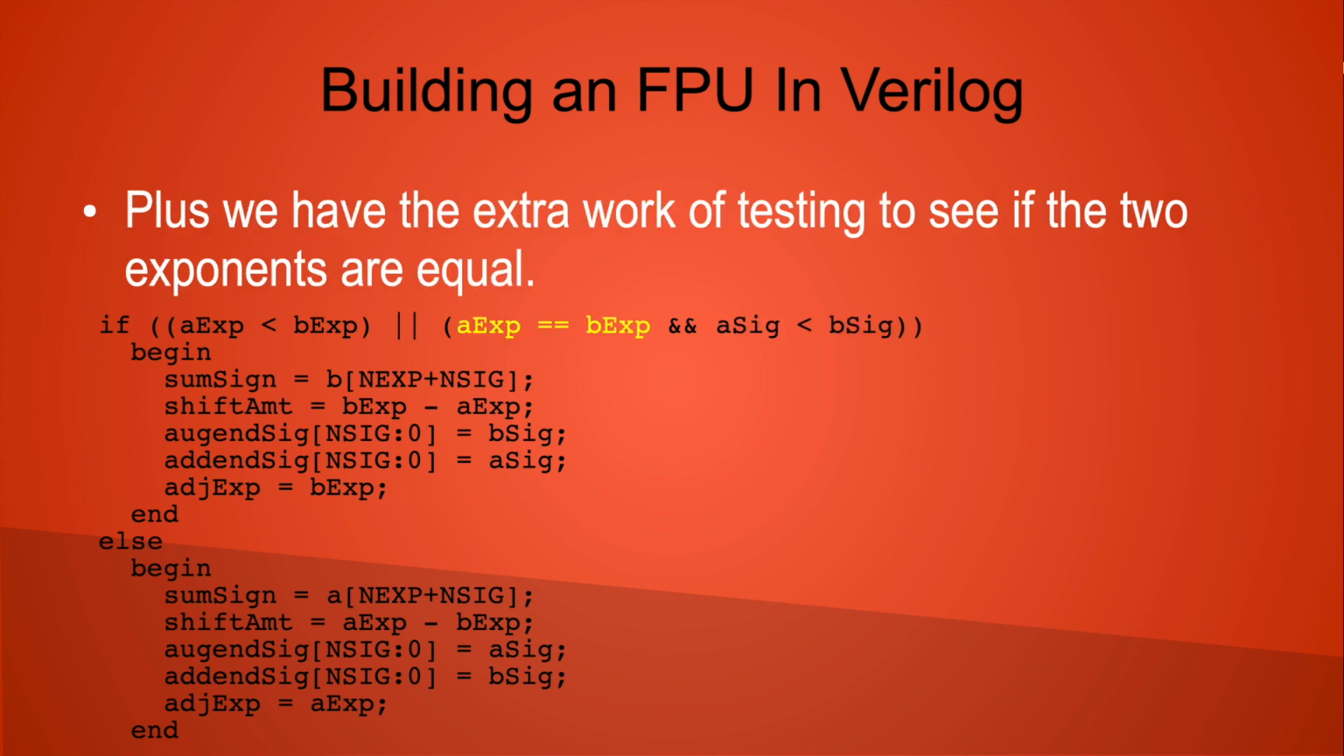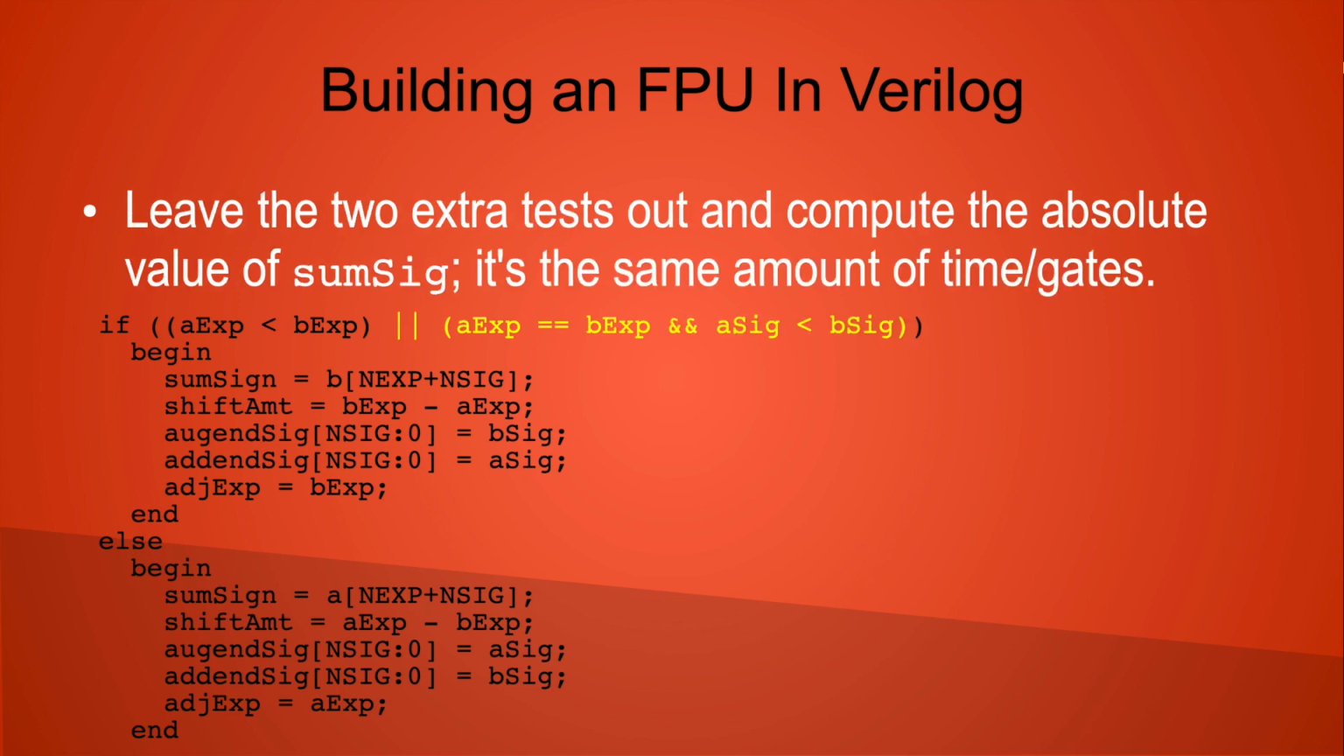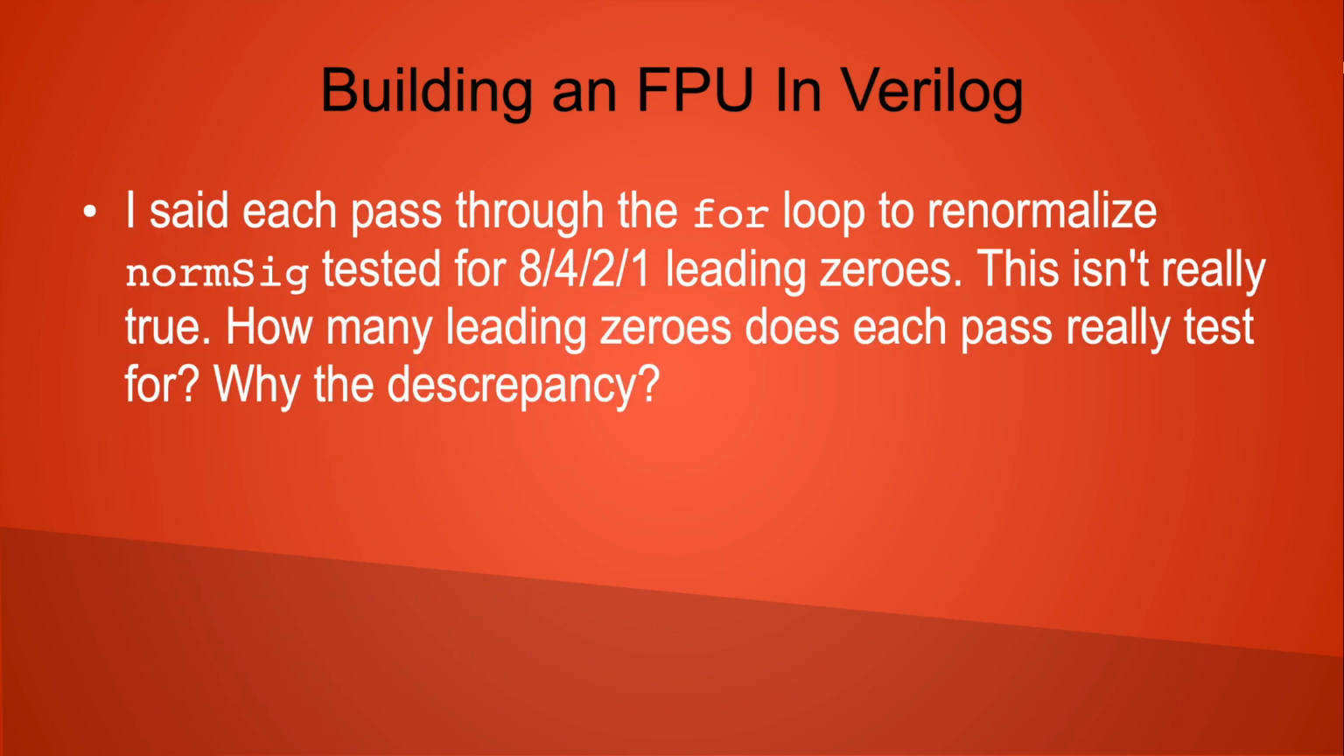Also, the condition for the if statement would have to do the extra work of checking to see if A exp is equal to B exp. Since adding the extra test doesn't really save any time or gates, I opted to leave the if statement test simple and fix the sign of the significand on the back end. Here is the next study question.